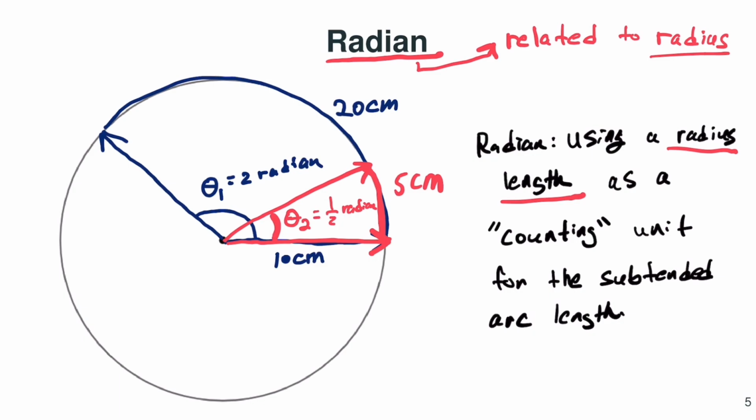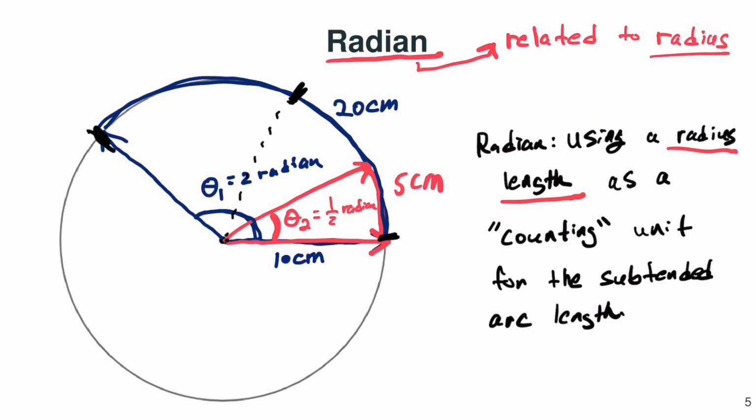So for the first angle we saw, this theta 1, the arc length was twice as large. So I need 2 radius lengths to cover it: 1 radius length, 2 radius lengths. So you can see that 1 radian will be somewhere here. Maybe that's not so precise. 1 radian will be maybe somewhere here. So from here to here will be about 10 centimeters. It's arced, right? This is 2 radians.